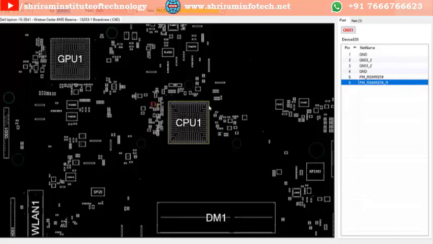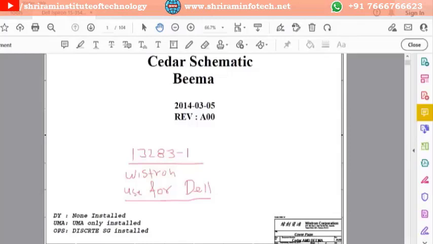We read the schematic diagram to see where the signal flows, where it is going, and how to test all the signals if it is a dead laptop or a no display. So first we'll go to the schematic. Okay, in the schematic, this is a total 104-page diagram.